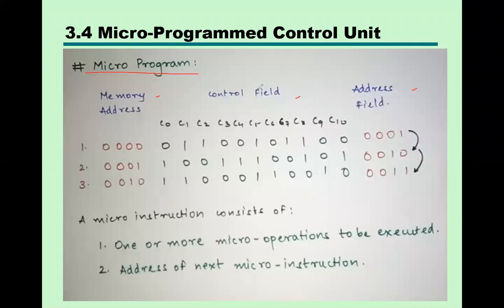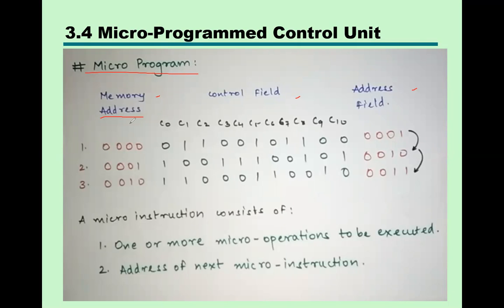So this control field generates a control signal based on the microprogram. And this microprogram is stored in a special type of memory, that is the control memory. And as you know, if you want to read data from the memory, what we require is an address, right? So here, whatever micro instructions are stored in the control memory, we can read these instructions by the memory address.